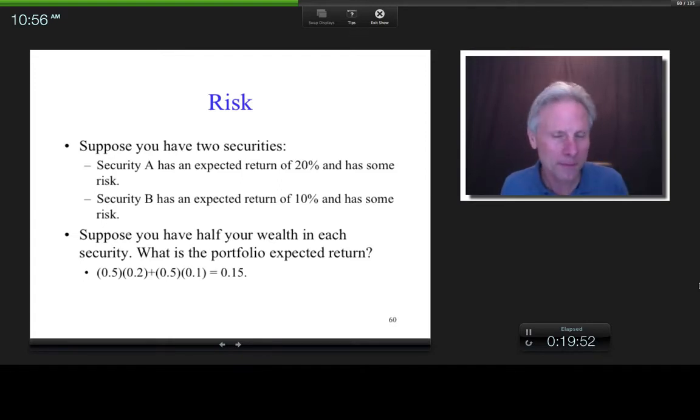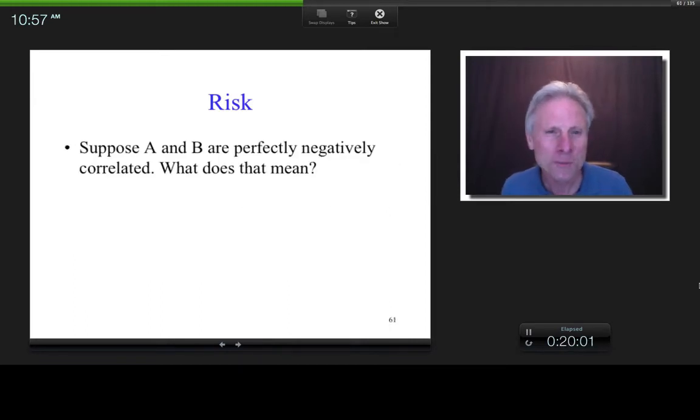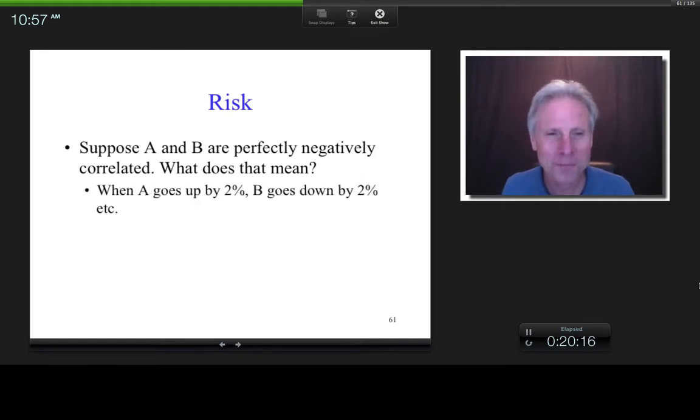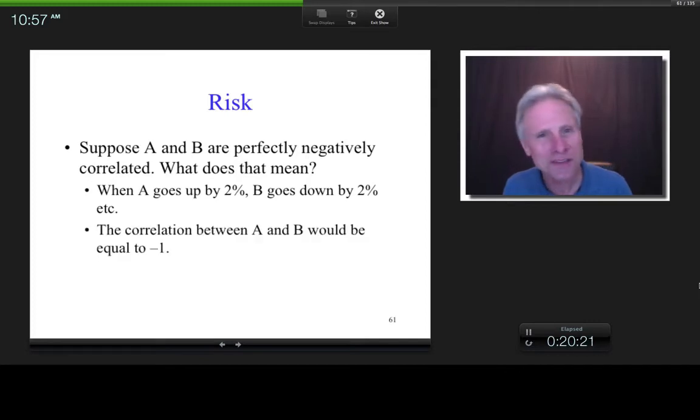Well, let me make up an example, and it's extreme, but it's just to illustrate a point where this is what actually happens. Suppose security A and security B are perfectly negatively correlated. What does that mean, by the way? If A went up by 2%, then what would B do? It would go down by the exact same amount, 2%. And in case you're interested, they would say the correlation between A and B is -1.